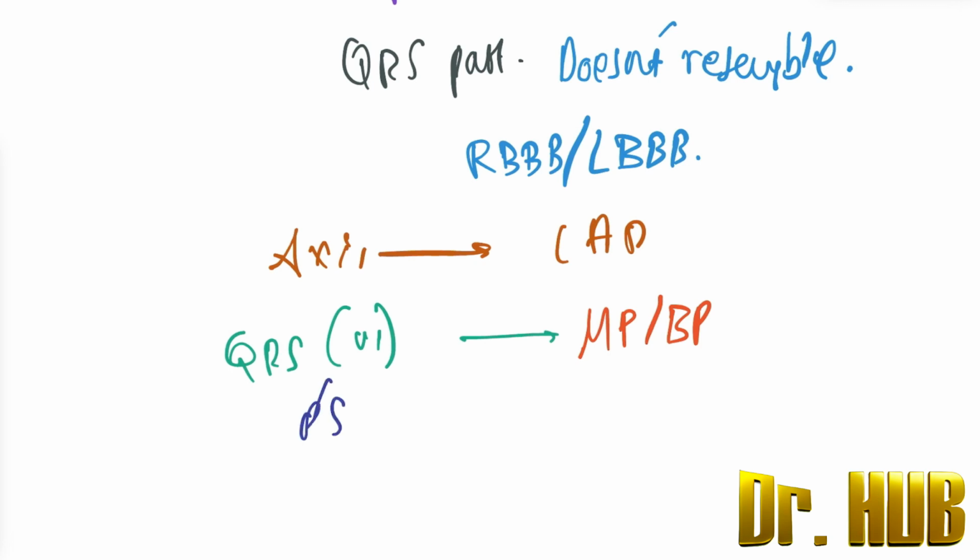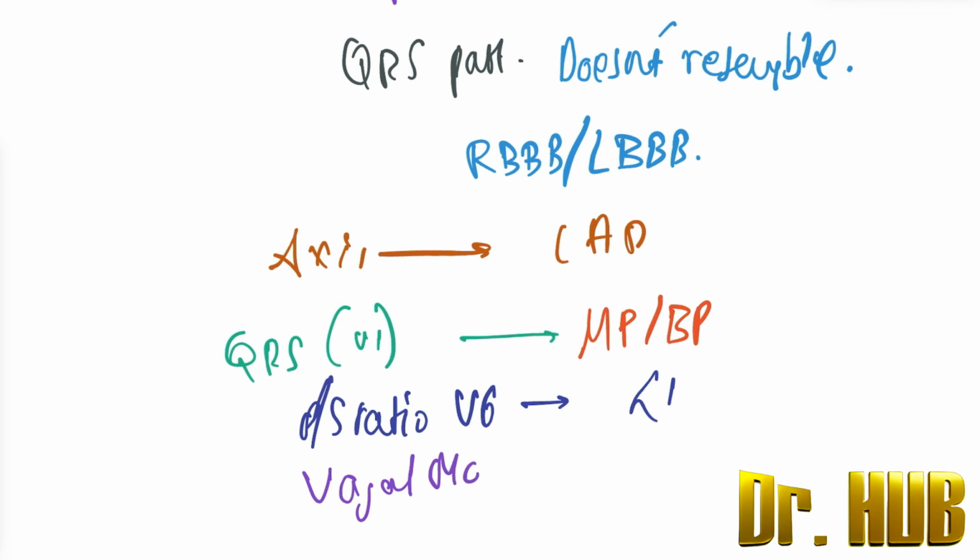Next is a question on the RS ratio. So what about the RS ratio in V6? This is going to be less than 1. Then comes a question on the vagal maneuvers. The vagal maneuvers have no effect.